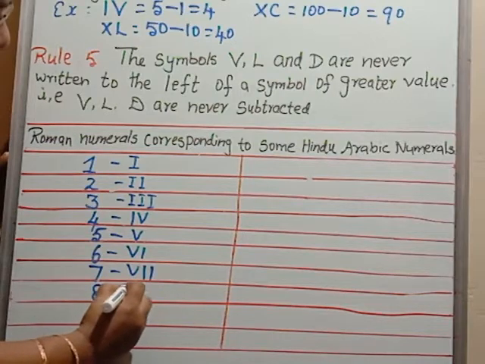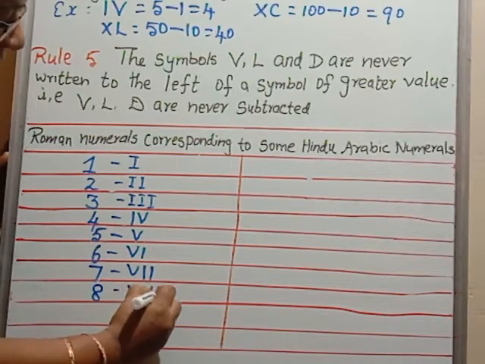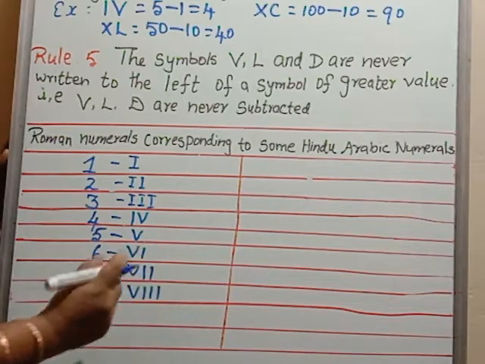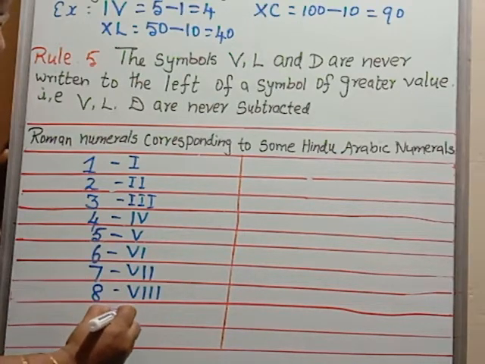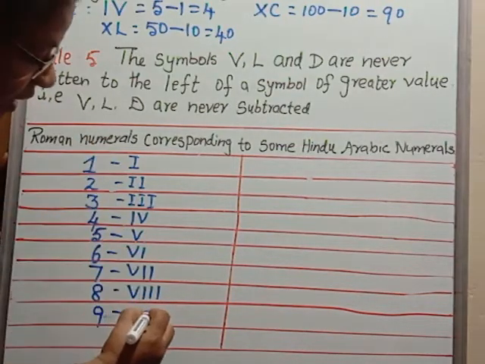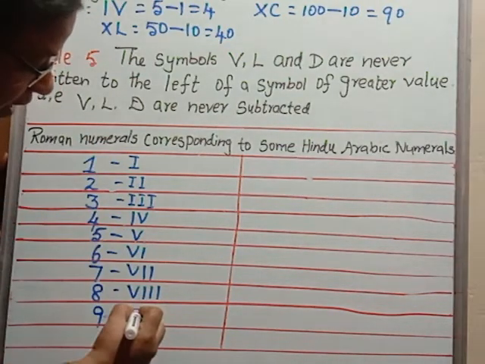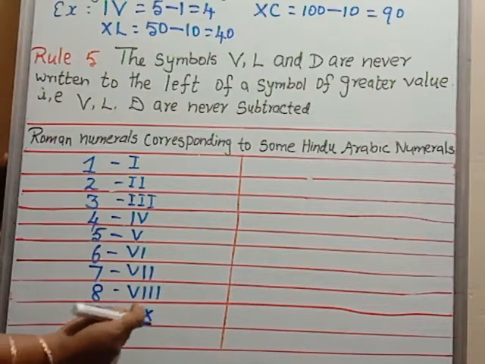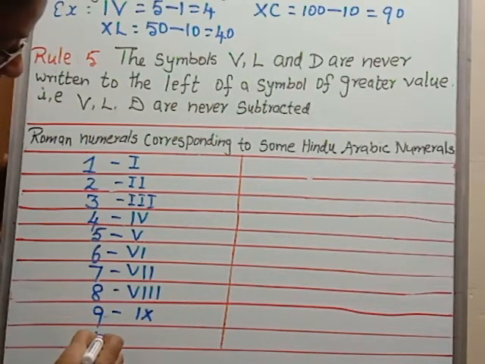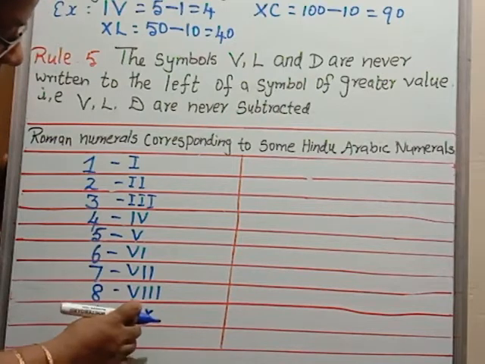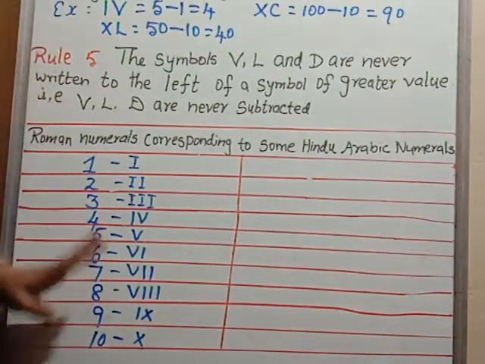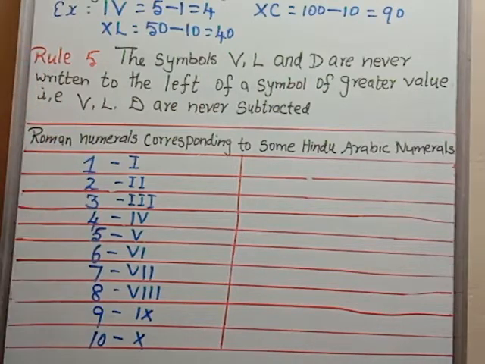8. VIII. That is 5 plus 1 plus 1 plus 1, 8. Now, 9. Is there any symbol for 9? No. So, to the greater symbol on the left side we have to subtract 1. So, 10 minus 1 is equal to 9. What is the symbol for 10? Is there one? It is X. You have to learn these thoroughly and write them in your CW.